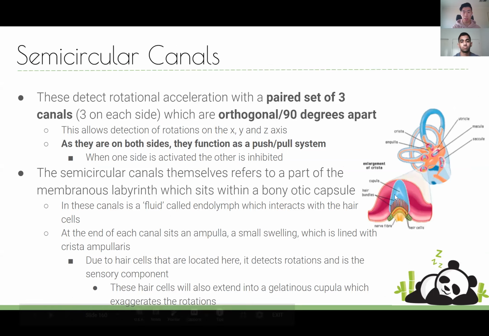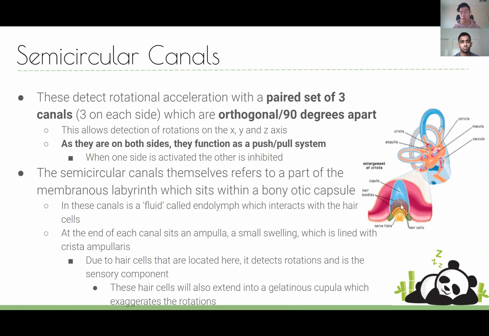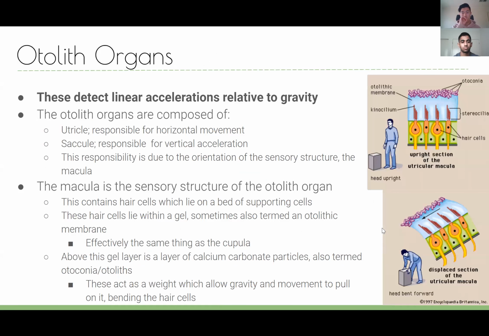But the important aspects of this are that there is a paired set of three canals. They're orthogonal. They work on a push-pull system because as you tilt one way, you push, and you tilt the other way, the other side will be pulled. If that makes sense. The otolith organs run very similarly. They detect linear accelerations relative to gravity, and they're composed of the utricle and the saccule for horizontal and vertical movements, respectively.